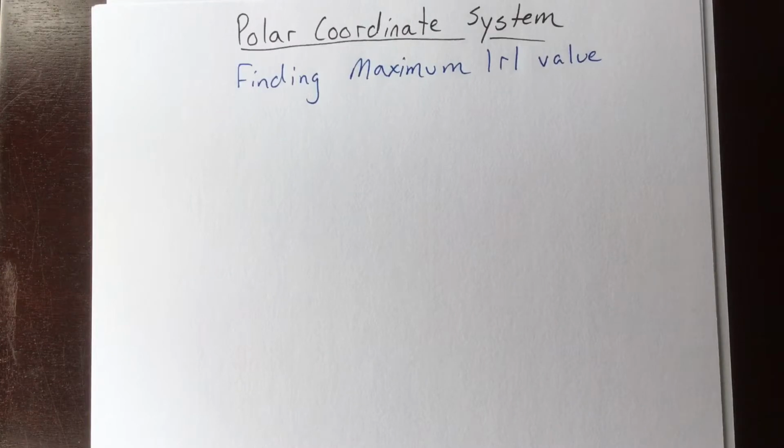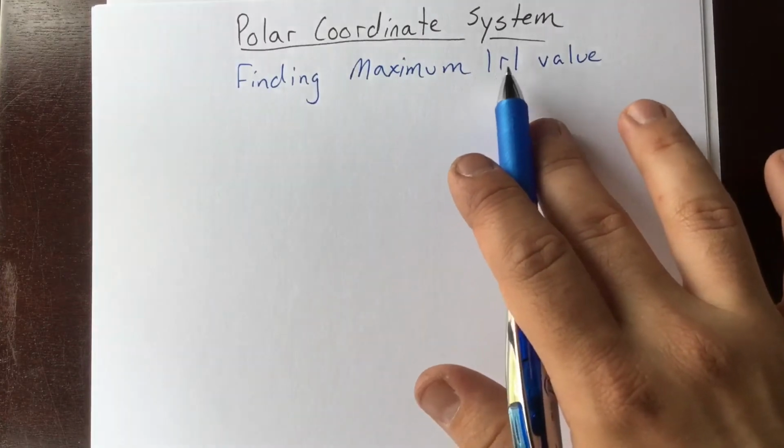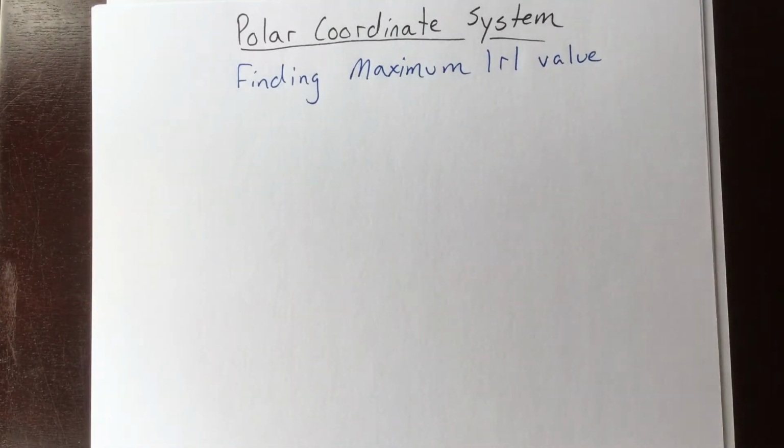Here we're looking at finding the maximum R value. This could be thought of as the same in rectangular world as finding the maximum Y value. So here we are finding the maximum R value because R depends on theta. You see I have absolute values around R, and you'll see why that's the case later on in the video.